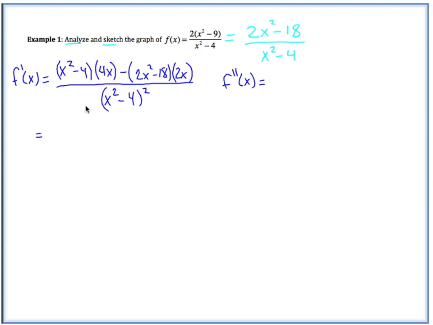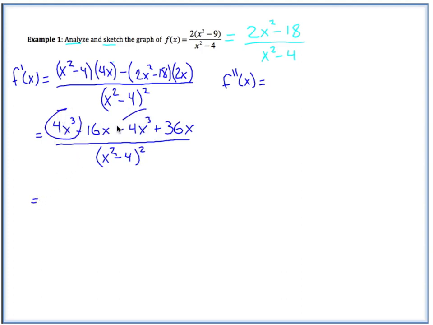Okay, so we'll actually multiply out here and get 4x cubed minus 16x. Here we're going to get minus 4x cubed plus 36x. And remember, we don't want to actually square that. And here you can see the 4x cubes are going to cancel out, and then the x's are going to combine. So negative 16x plus 36x is just 20x over x squared minus 4 squared. Okay, so there's our first step.